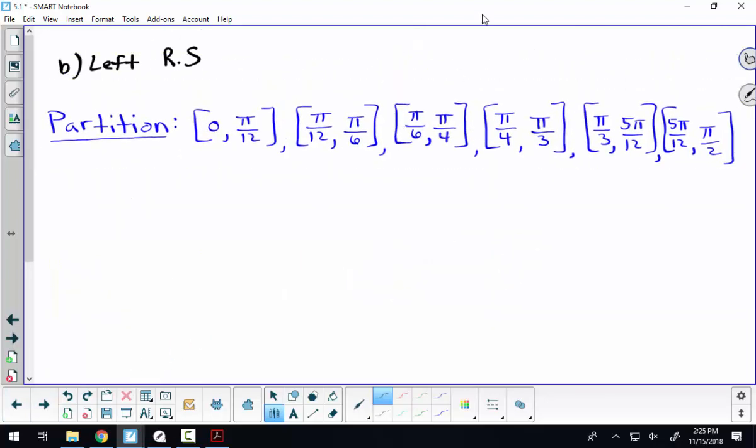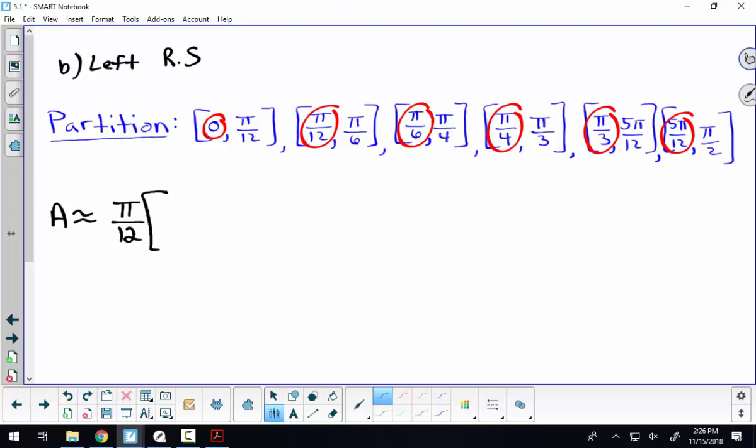All right, left Riemann sum. So we're just going to use the left endpoints inside the function to determine the height of each rectangle. So here the area is our delta x, the length of each rectangle, times the height of each rectangle.